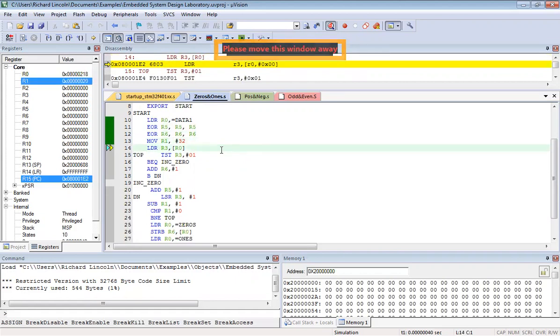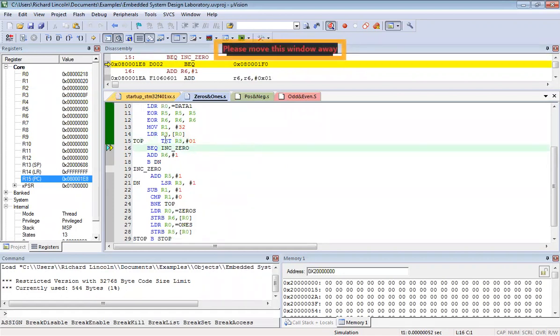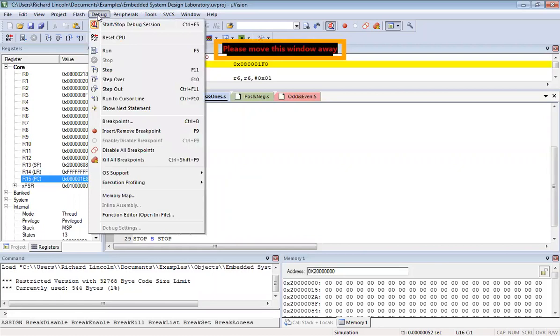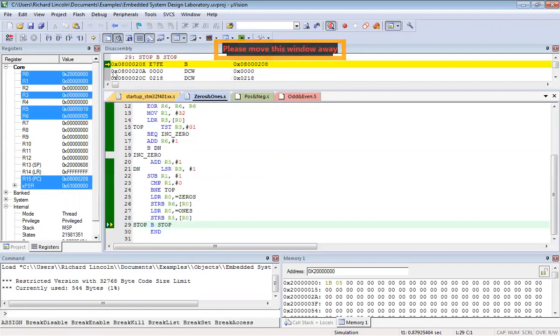So 32 moves into R1. So that is 20 actually, 20 in hex. You can just do a conversion and check. And TST, of course this will go on and on, because it has to check about 32 bits, so the loop will go on and on. So let me just run and stop it.